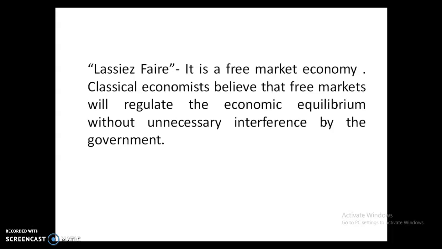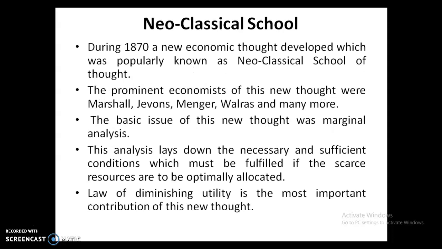After the development of classical economics, another thought was developed, and that is the neoclassical school. This neoclassical school of thought was developed during 1870. During 1870, a number of economists developed this thought. They were Marshall, Jevons, Menger, Walras, and many more. So you may be asked to write down the names of 2-3 neoclassical economists, and the answer would be Marshall, Jevons, Menger, and so on.